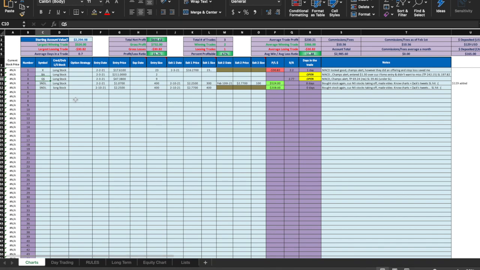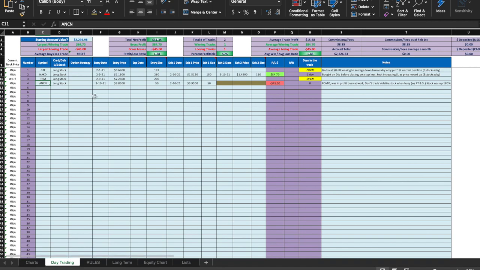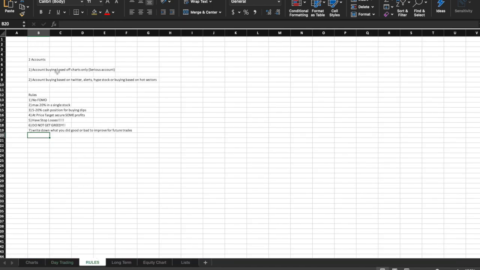This is for my chart account. Then I have another account for day trading. So essentially I have rules that I set up. It's going to be 2 accounts that I'm going to be opening up. One account is based only on charts and actually reading charts and doing proper risk reward management. Then the other account will be mostly buying based off of Twitter, any alerts that I get, any hype stock, or buying based on hot sectors.